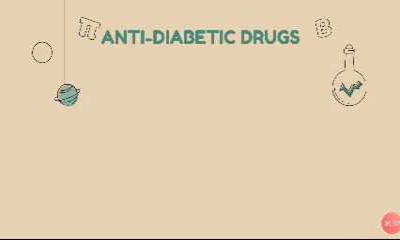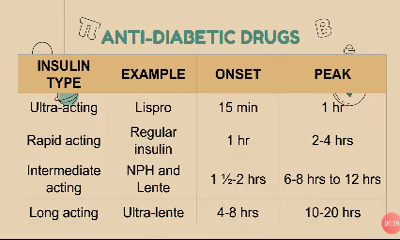Next are the anti-diabetic drugs. Insulin types. Ultra-acting, example Lispro: onset 15 minutes, the peak is 1 hour. Rapid-acting, regular insulin: 1 hour, peak 2 to 4 hours. Intermediate-acting, the examples are NPH and Lente: onset is 1.5 to 2 hours, and the peak is 6 to 8 hours to 12 hours.